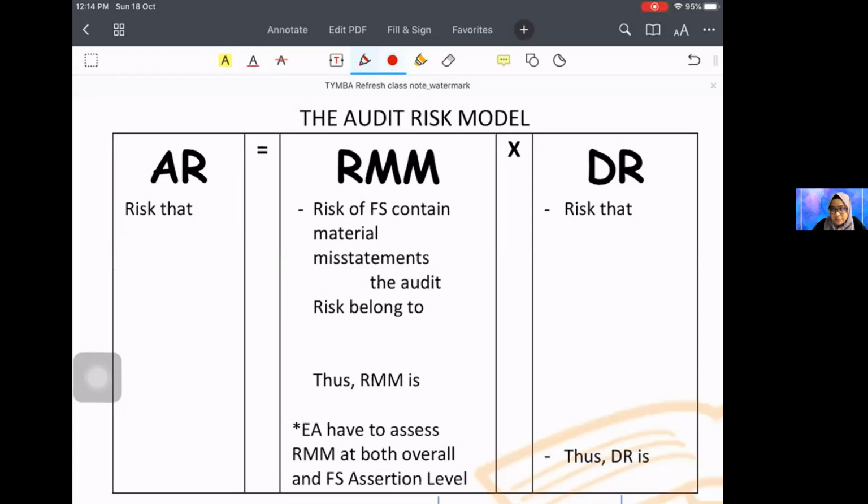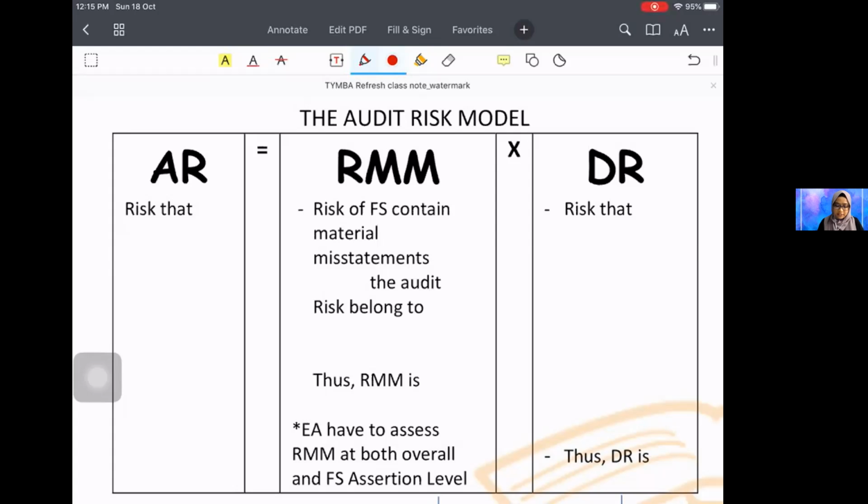But in recent past years, they have also asked you to define the audit risk model. So they have asked you to define audit risk, define RMM, define DR, and define what is inside RMM, plus you need to give examples to get the full 5 marks. So in that case, we have to understand what is audit risk.